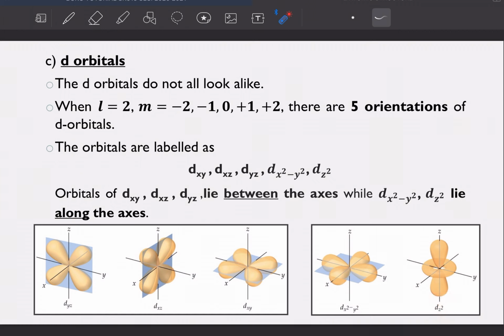As for dz square, we call it the one with the donut. Okay, it has a donut. So it will sit on the z axis. So you have to draw like this, and then it has a ring around the lobe, this donut. Okay, so that is dz square. When you draw dz square, you still have to show your x, y and z exist. I mean x and y exist. Even though it sits on the z axis only, you have to show them too.